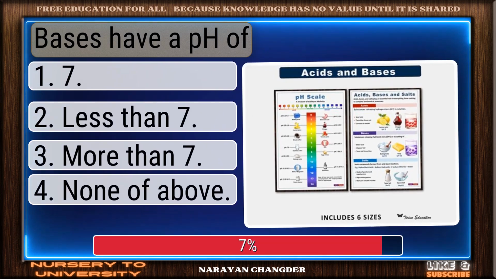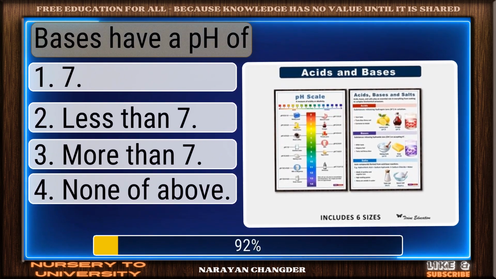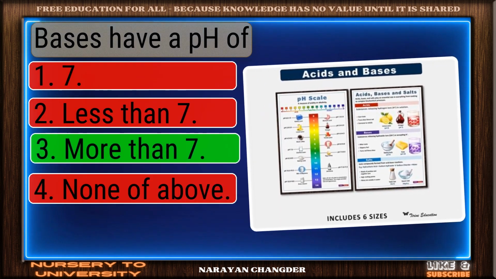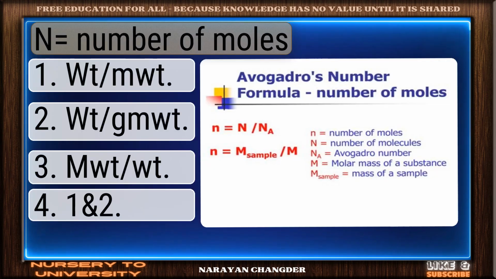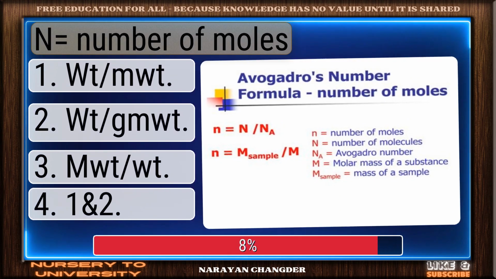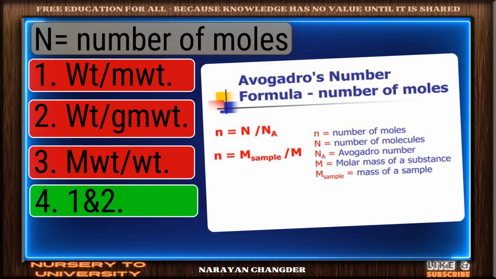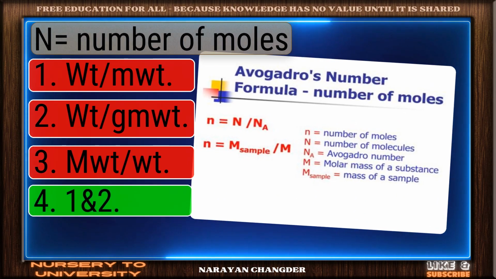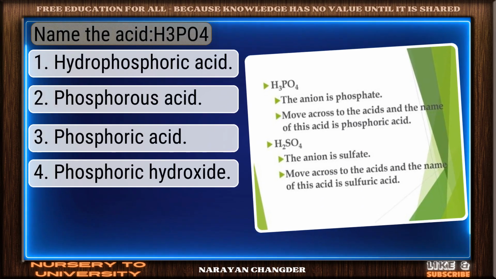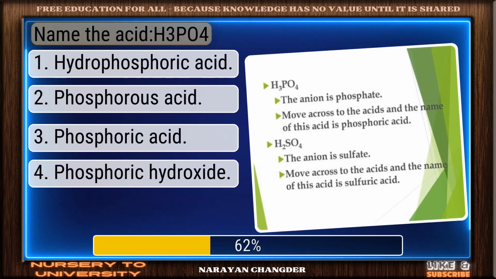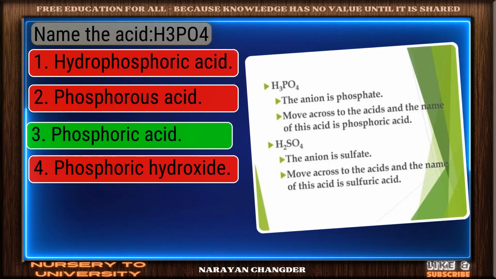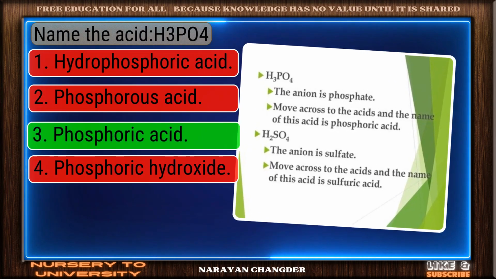Bases have a flav. Nicely done. More than 7 is a solid answer. N equal to number of moles. Correct response. 1 and 2 is the most accurate answer. Name the acid H3 pure. Well done. Phosphoric acid is the right choice.